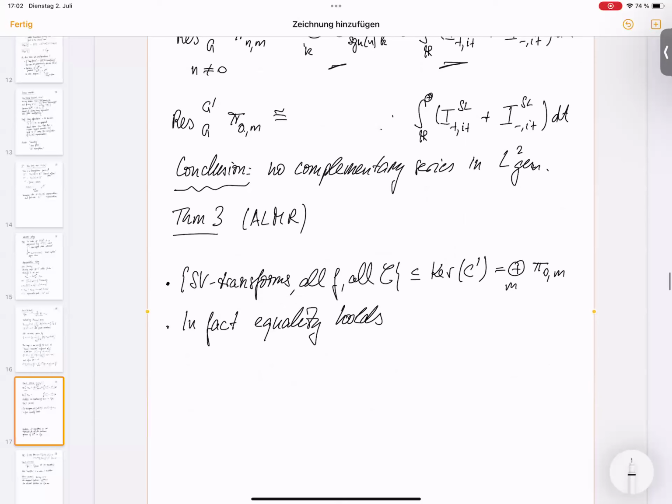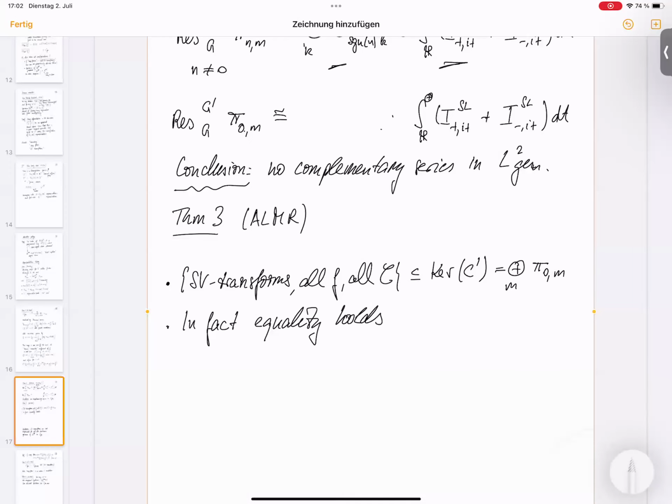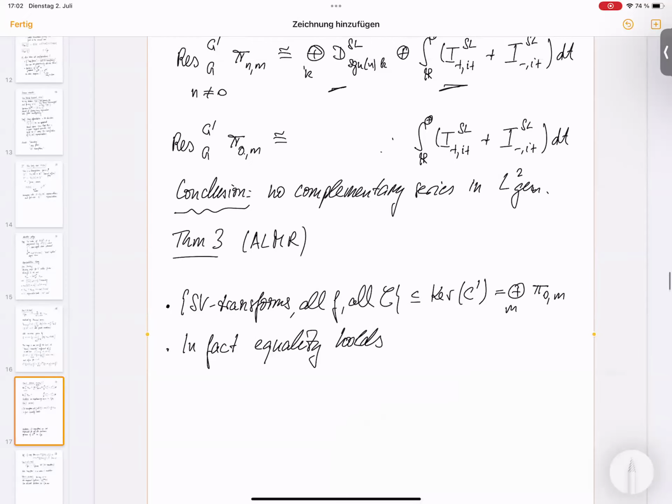And theorem 3, let me just state that, is that the Siegel-Veech transforms are actually in the kernel of that funny additional Casimir operator C prime, and they are contained in the representations where the first index is 0. And in fact, they make up all of these representations.